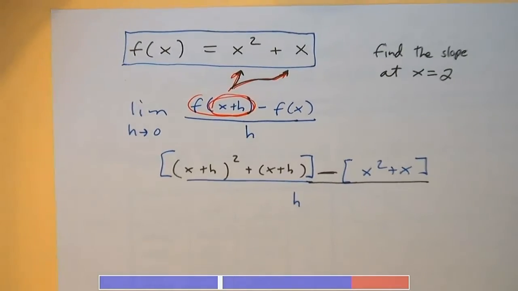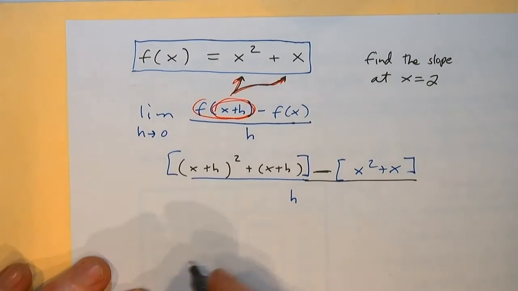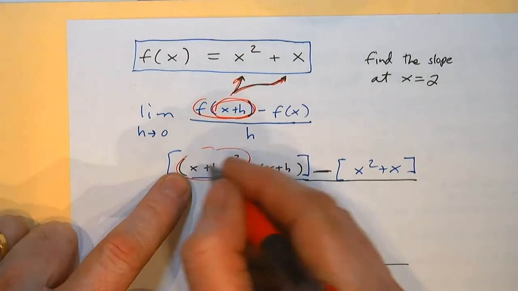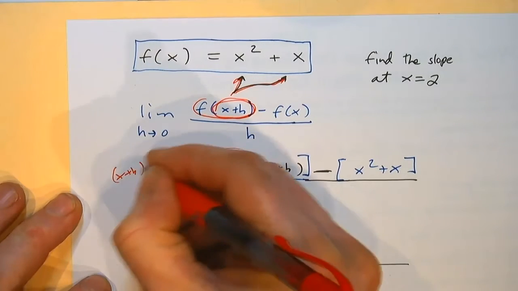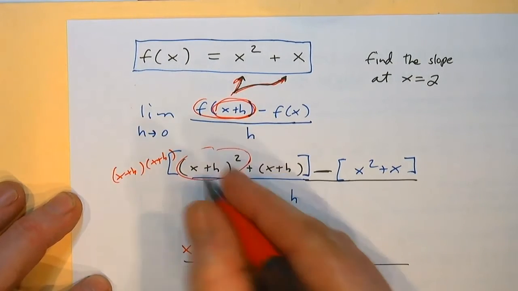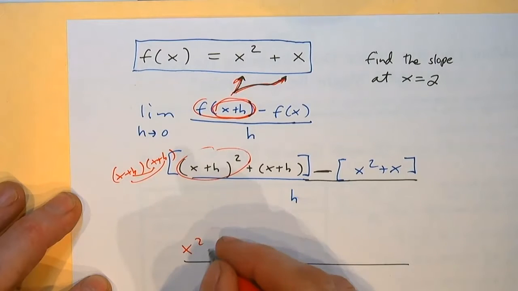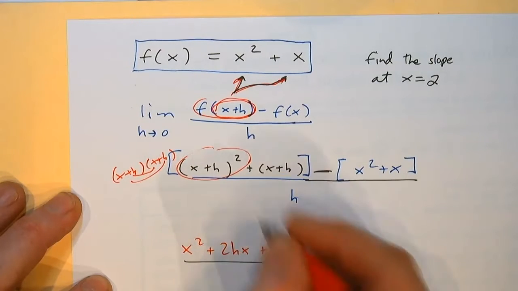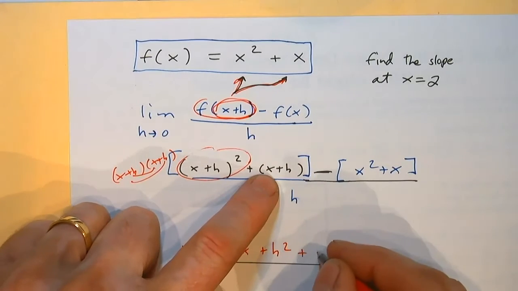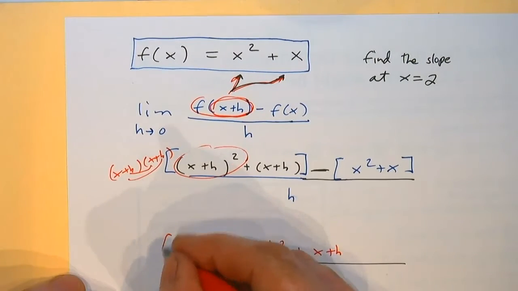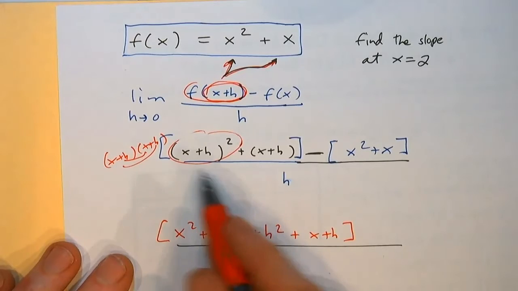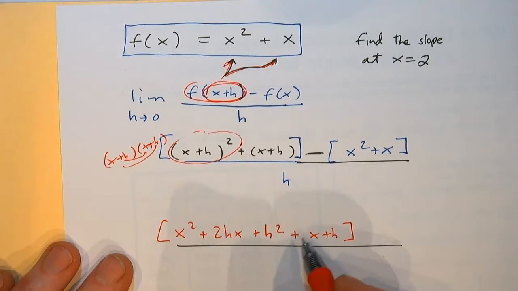Okay, so we're going to FOIL this first part. Let's FOIL this here. Now remember foiling? You could write it twice. Some people have to go like this, but you want to be good at your foiling. It gives me x squared, hx and hx is 2hx, and h squared, plus x plus h. That was the first part. Double check that: x squared, hx, hx, h squared, plus x plus h.